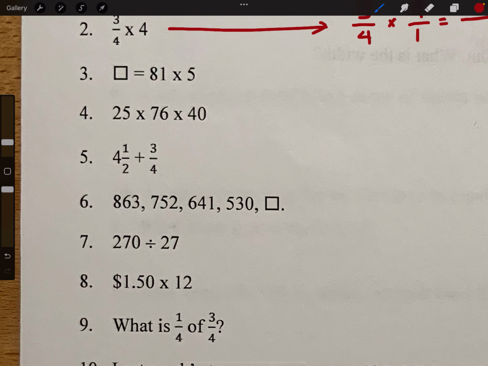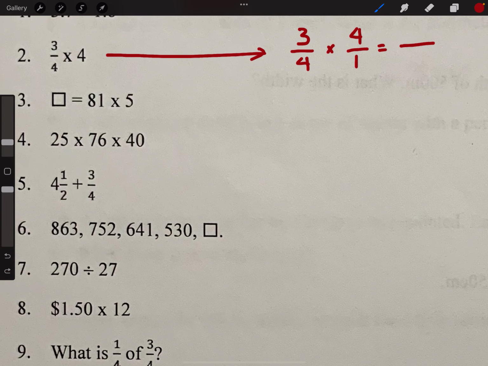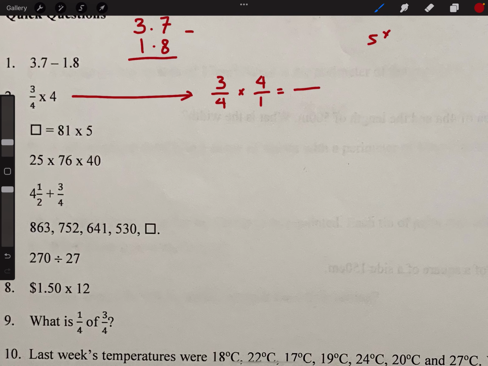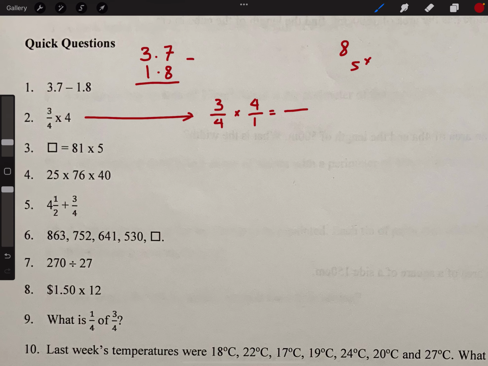Question 3. Question 3 says 5 times 81 equals what? Just do long multiplication there. Just do 5 times 81. Get the answer.